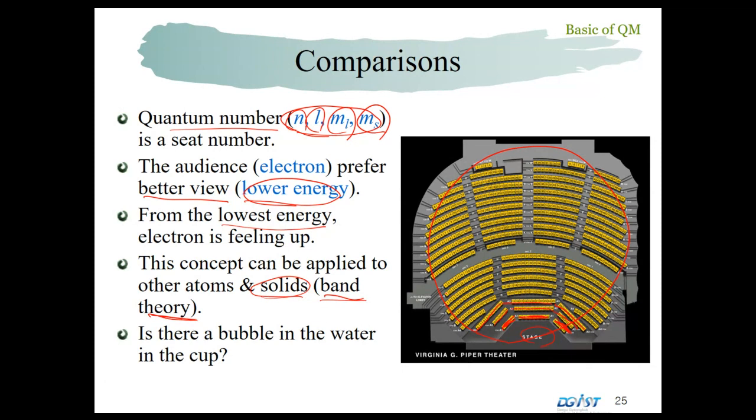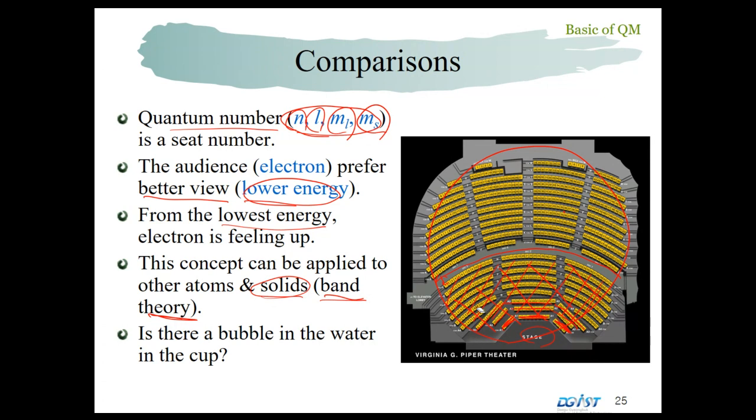And if we have a certain gap here, and all the audience already occupied here, but those places are empty, then those are the conduction band and the valence band, and there is some band gap. So it's not difficult to compare the electron band to this theater seat model.